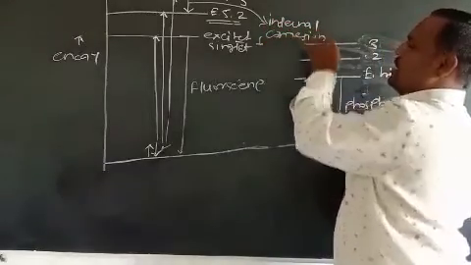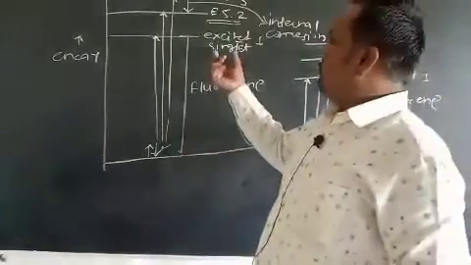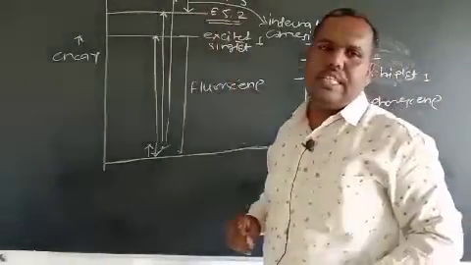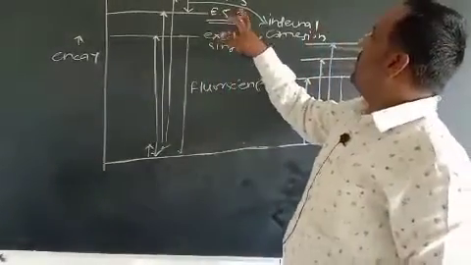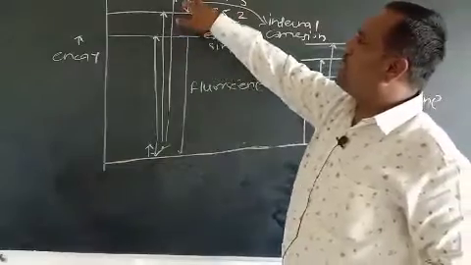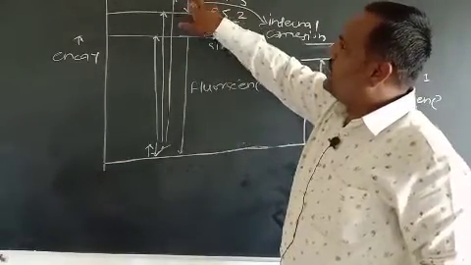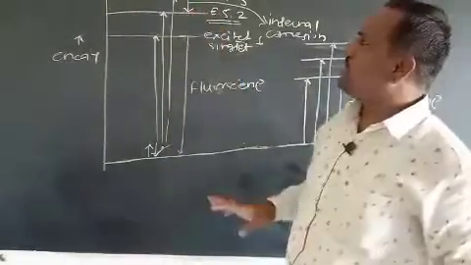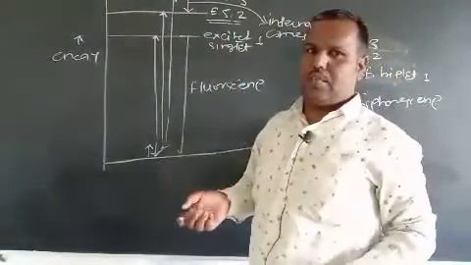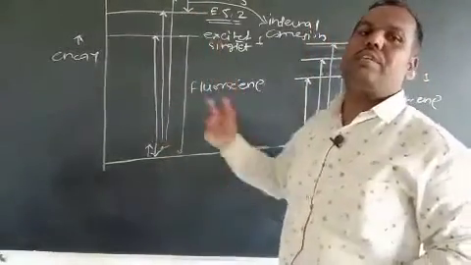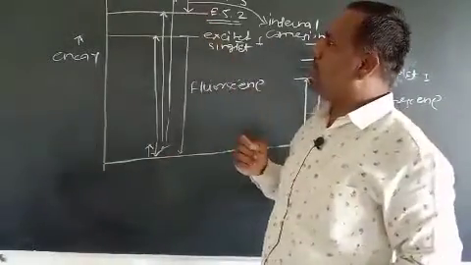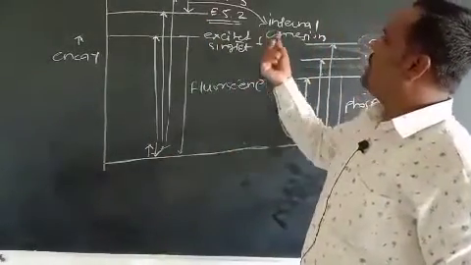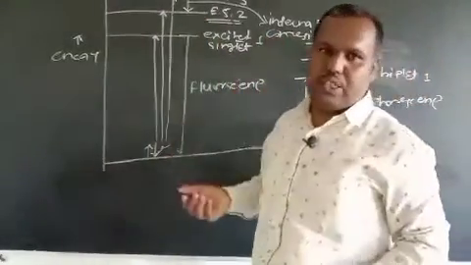This is called internal conversion. This process is called a non-radiative process. The internal conversion, that is from excited singlet third to excited singlet second, the transformation is called a non-radiative process, because no radiation is given out when this transformation takes place. Therefore, this internal conversion is a non-radiative process.